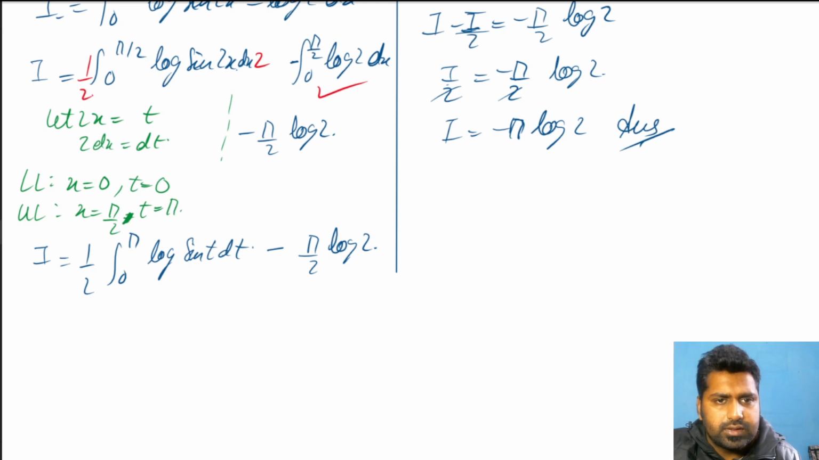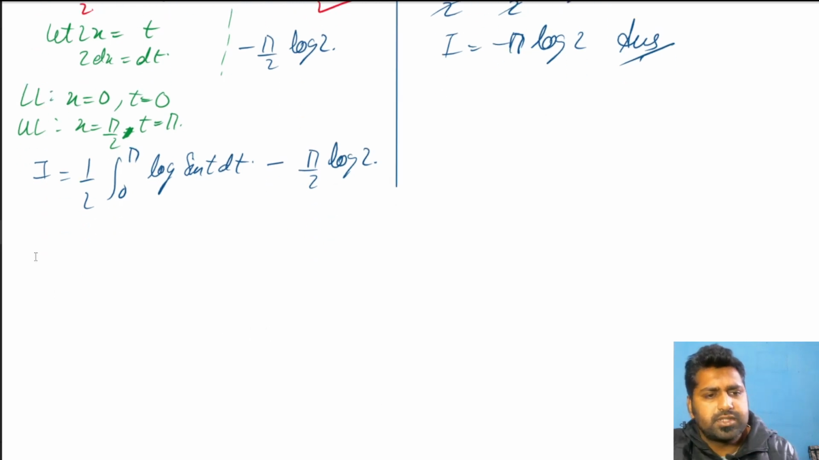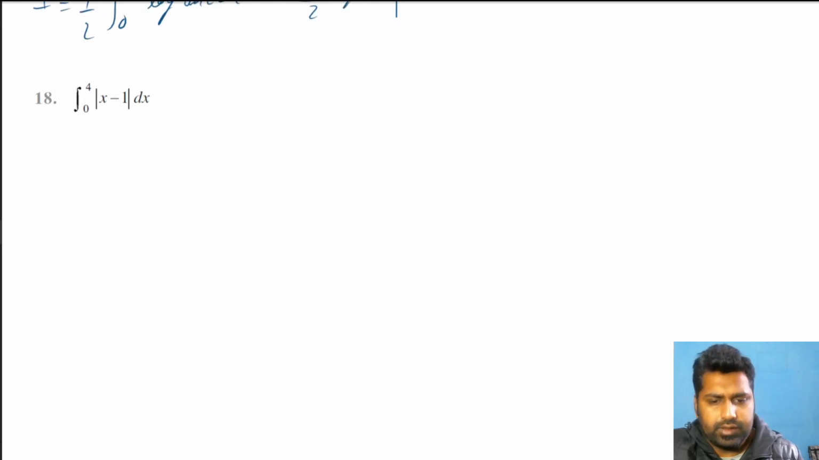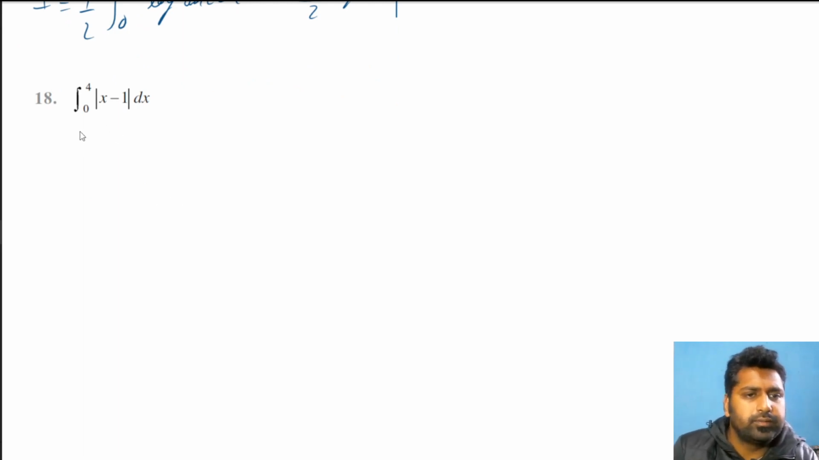Let's take this question. I'll solve one question, then I'll just open the expressions for the remaining. You can solve the remaining part. We have this question. I'll solve this one first. Okay, integration mod of x minus 1, 0 to 4.